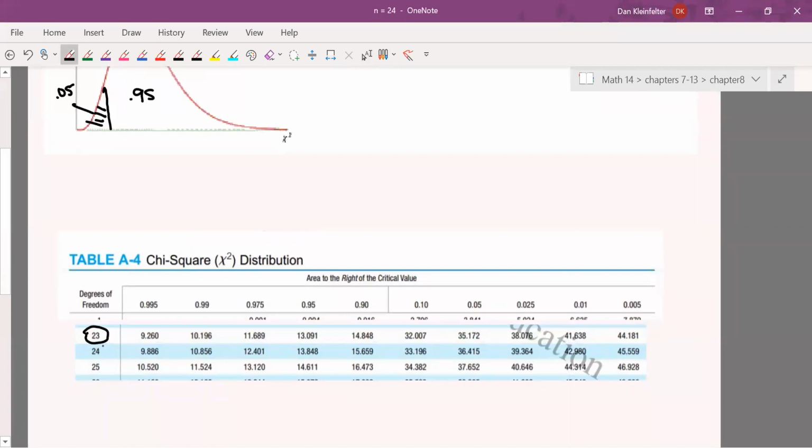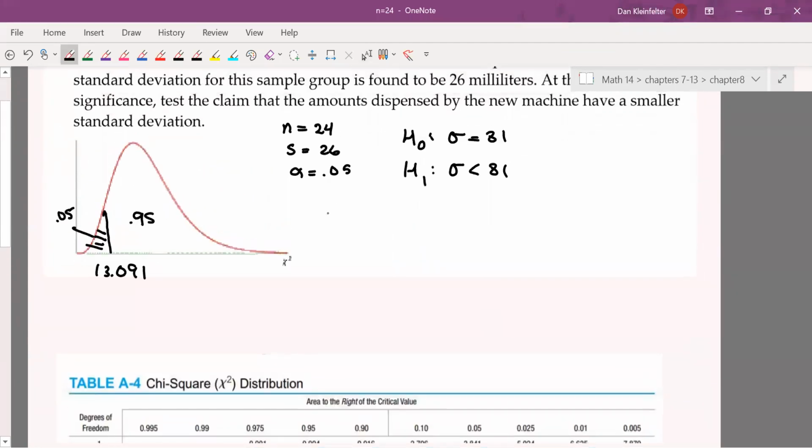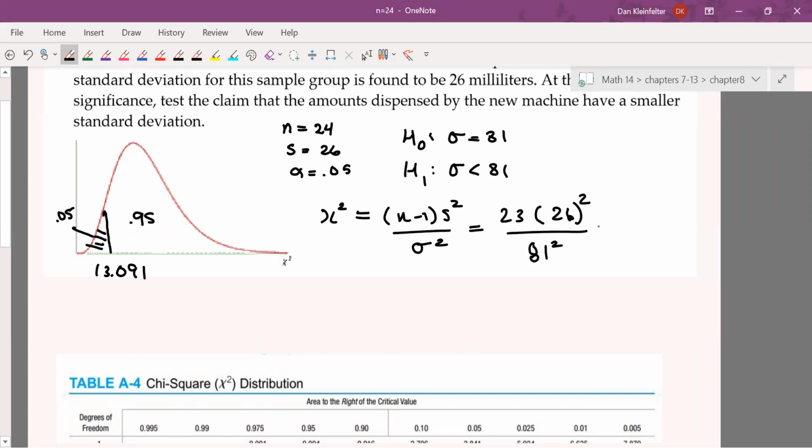Using our table with the degrees of freedom of 23 and an area to the right of 0.95, 13.091 will be our critical value. Test statistic. We'll have 23 for our n minus 1. Our s was 26. Our sigma was 81. 26 seems awfully low compared to 81. Let's see if that's meaningful.